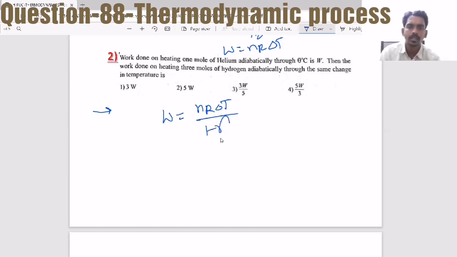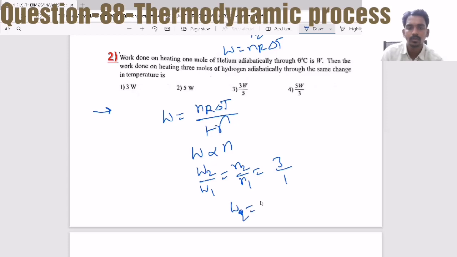So it is the same gas, gamma is the same, and they are changing the number of moles. R is constant, and ΔT is the same change in temperature. So the work done is directly proportional to only n. Then W2 by W1 equals n2 by n1. n2 is 3 moles, n1 is 1 mole, and W2 equals 3 times W1. That's it.